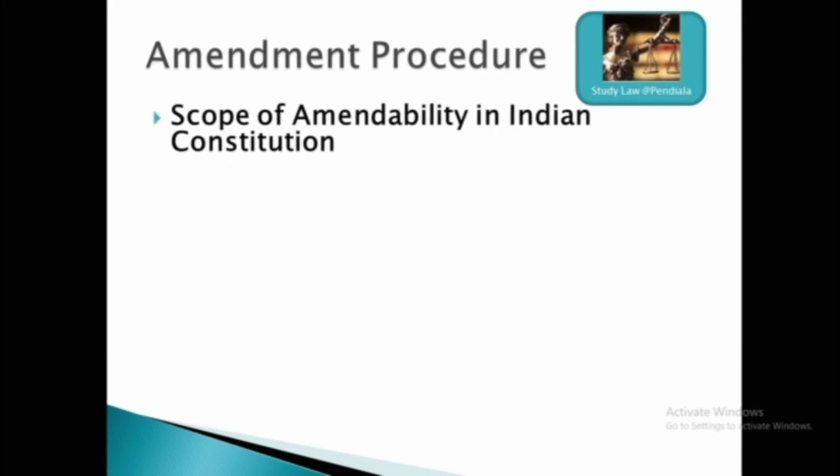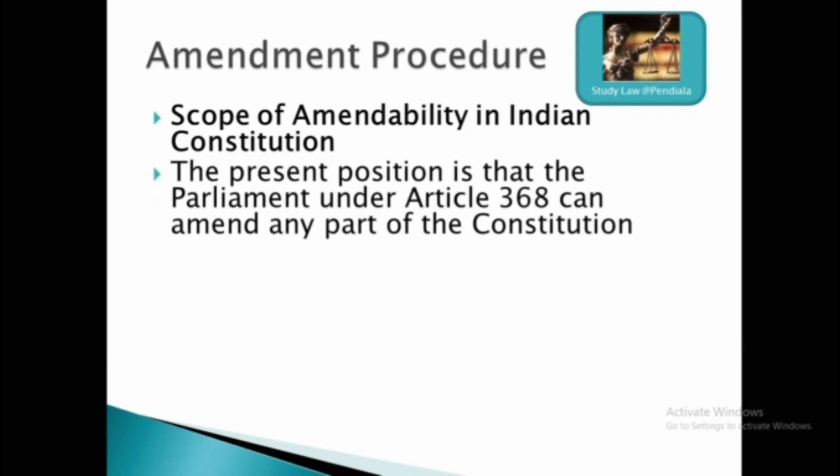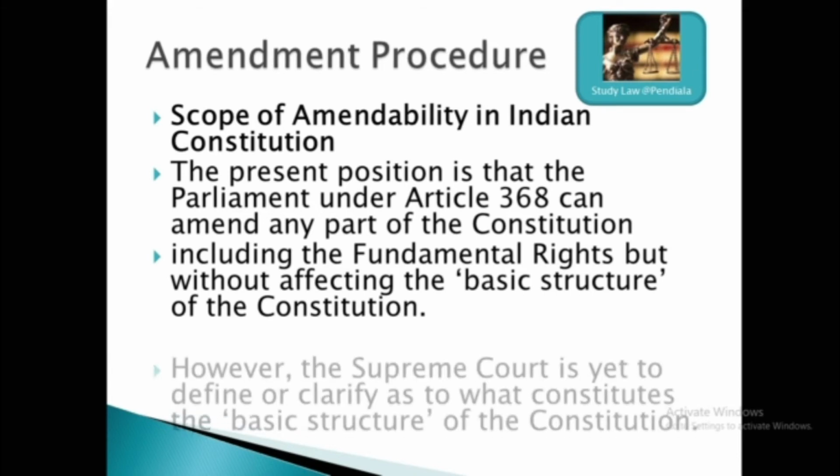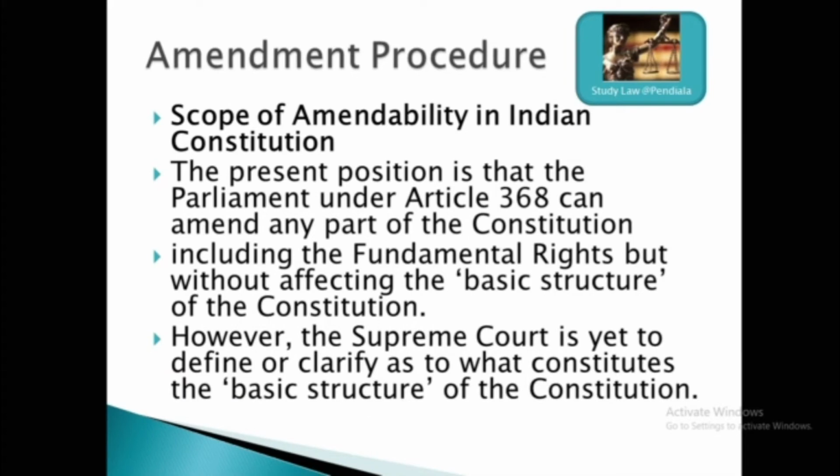Once the act is passed, it will be gazetted with the effective date of the implementation of such amendment or the act. And here, what is the scope of amendability in the Indian Constitution? The present position is that our Parliament under Article 368 can amend any part of the Constitution, including the fundamental rights, but without affecting the basic structure of the Constitution. That is more important. However, the Supreme Court is yet to define or give clarity on what constitutes a basic structure of the Constitution.